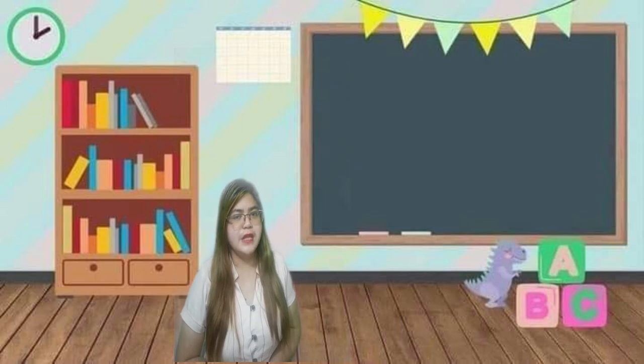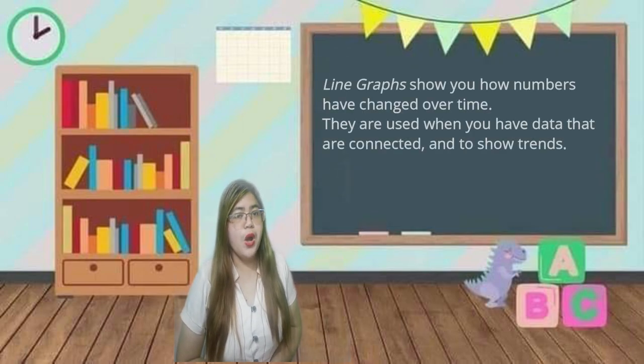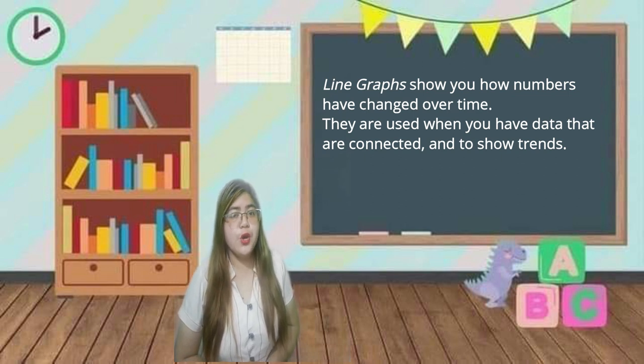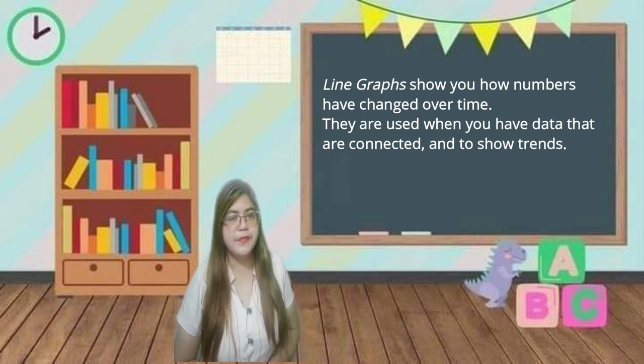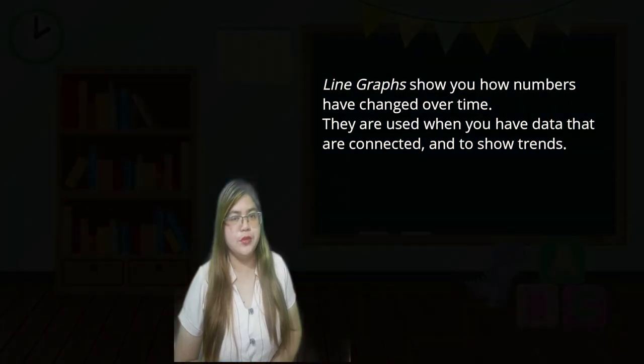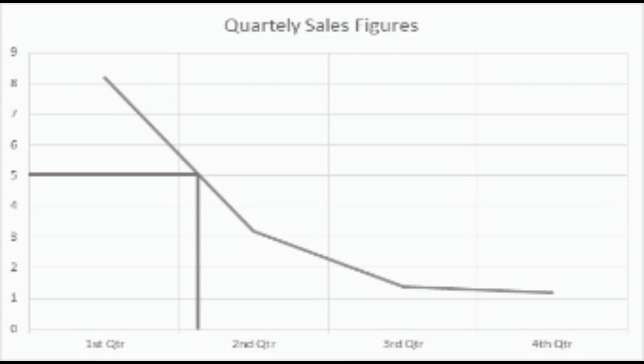Line graphs show how numbers have changed over time. They are used when you have data that are connected and to show trends. Take a look at this example. You can see even more obviously that sales have fallen rapidly over the year, although the slowdown is leveling out at the end of the year.